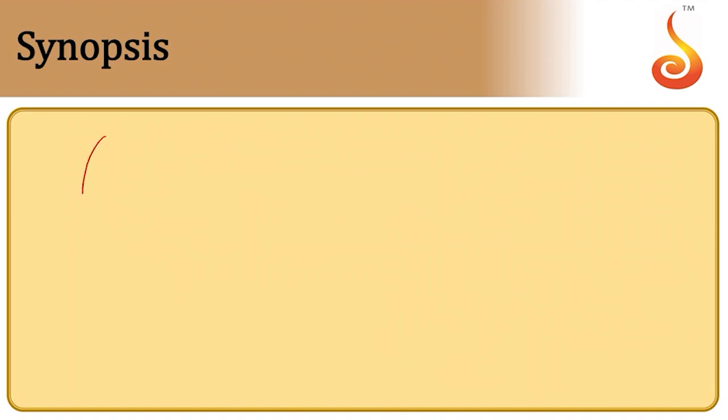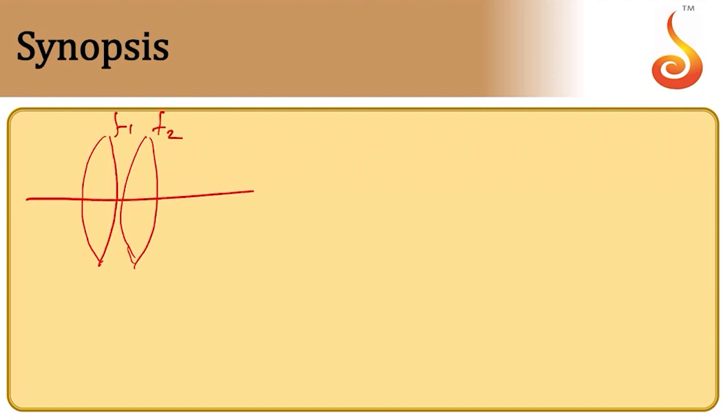Suppose I consider two such lenses connected. For example, there are two such lenses kept next to each other. Their focal lengths are f1 and f2. Then the power of the combination is given by p1 plus p2, that is 1 by f1 plus 1 by f2. That is the power of the combination. While solving the problems, you need to use the appropriate sign convention.